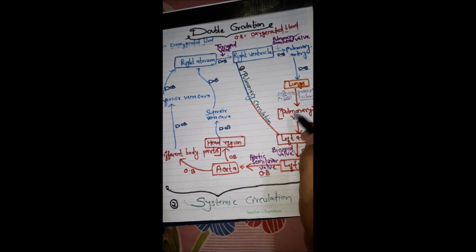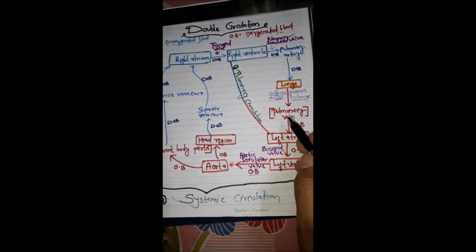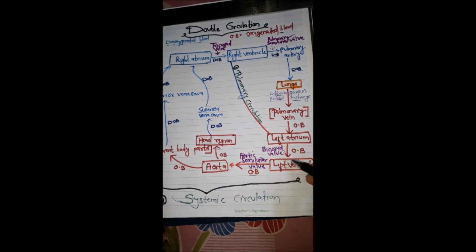into the pulmonary vein. Here one thing to notice is that all veins possess deoxygenated or impure blood, but the pulmonary vein possesses oxygenated blood. Then after, all the oxygenated blood from the pulmonary vein goes into the left atrium of the heart. Okay, then all the oxygenated blood goes into the left ventricle, because pressure will increase in the left atrium.